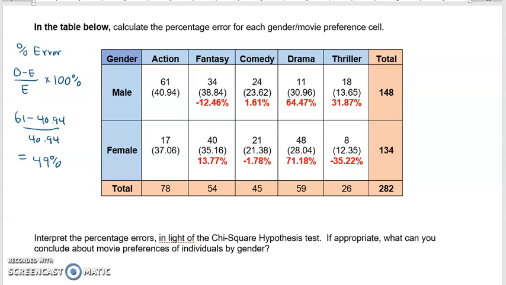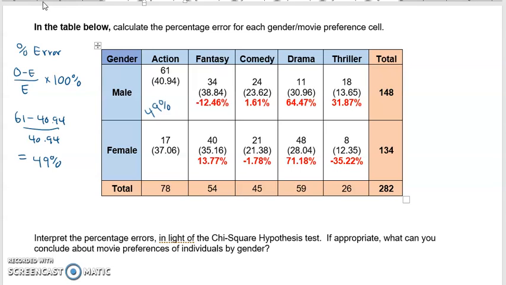For females, so this is 49%, and notice it's a positive. Positive means that it is more than expected. So we get 49%. Now, positive 49%. Notice I've done the others in red.